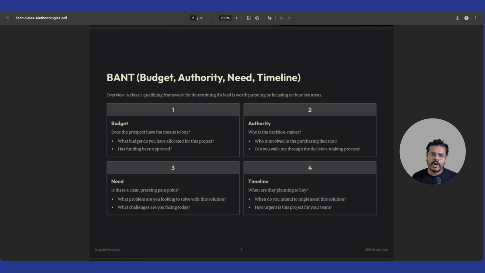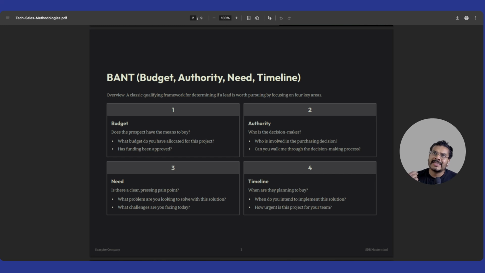T in BANT stands for timeline. I don't know for how many years, most of my deals have died in the land of follow up next quarter. This happens with all of us, isn't it? Instead of asking direct questions like, when do you plan to buy, you always anchor the timeline to their own internal pressures. That is something you have to learn to do better. So you can ask, is there a specific event or deadline you are working towards, so that you can understand what is pushing them.